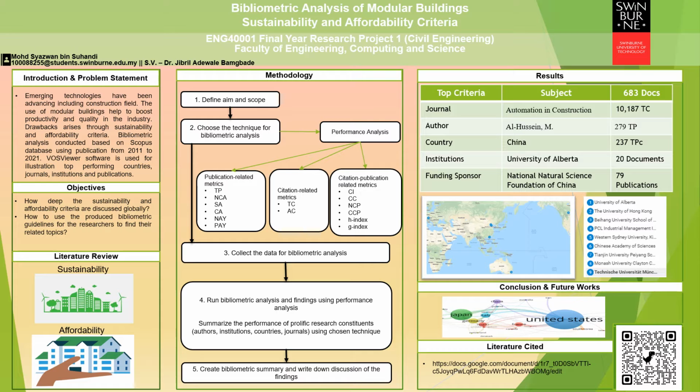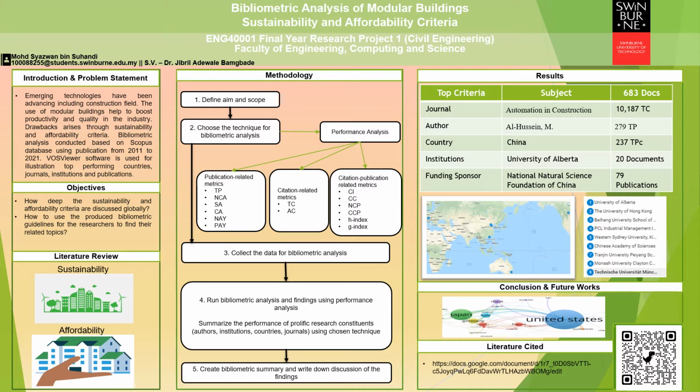Modular building construction has been starting to emerge over the past few years throughout the globe. Since it is still a new technology, it comes with several drawbacks, which this paper focuses on in terms of sustainability and affordability criteria. On top of that, there are numerous journal articles discussing these topics which are uploaded into a popular journal database every year. With that, bibliometric analysis is also conducted to analyze these articles.